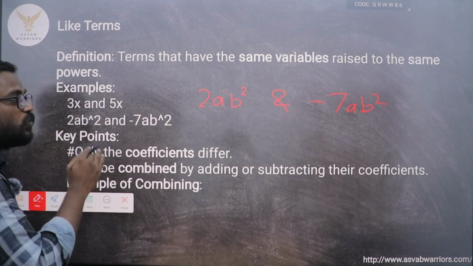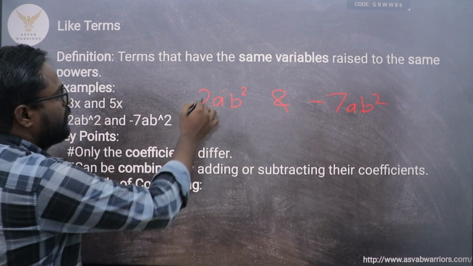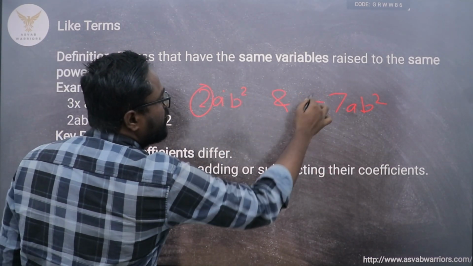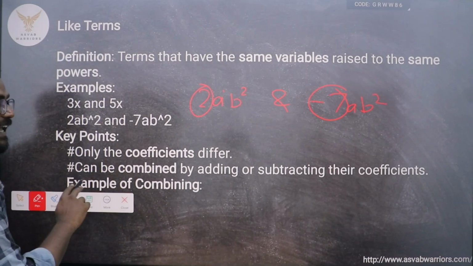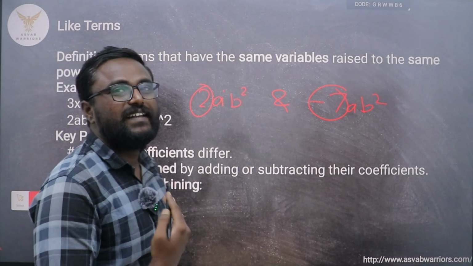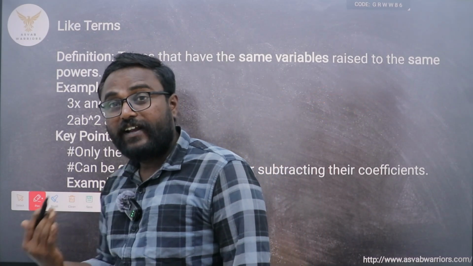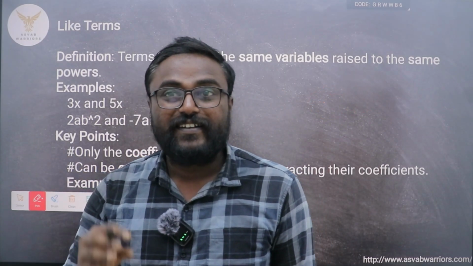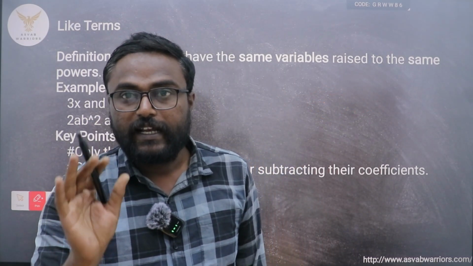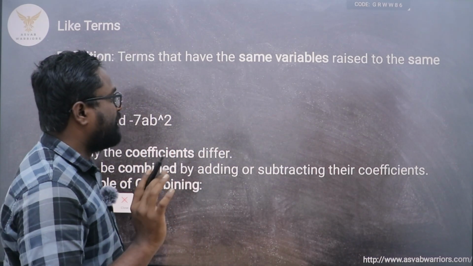Look, only the coefficients differ. This was 2 over here, here it was negative 7. It can be combined by adding or subtracting their coefficients. Now look, you can add or subtract like terms only. Let me give you some examples.